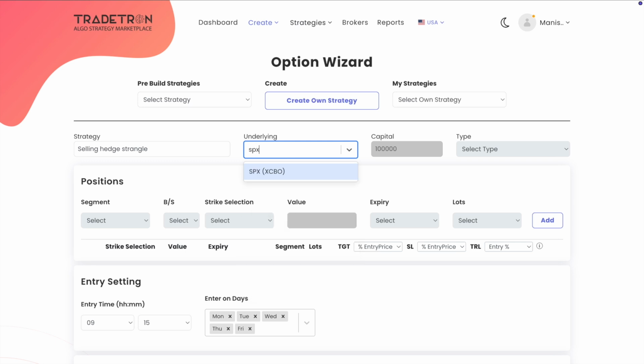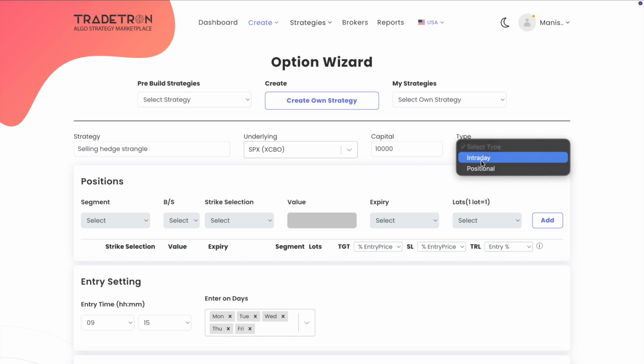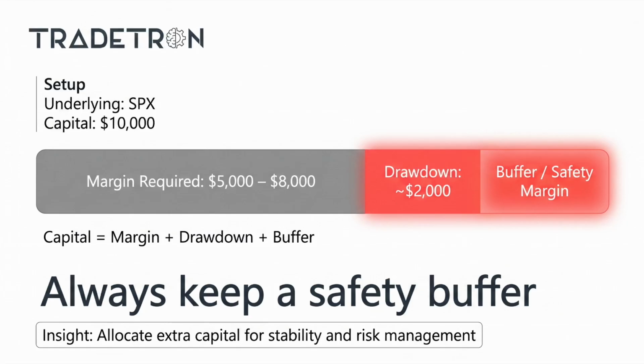Select the underlying as SPX and set the capital to $10,000. Now this capital should always be based on your strategy's requirements. For example, if a strategy has a drawdown of around $2,000 and requires about $5,000 to $8,000 margin, then allocating $10,000 gives you a comfortable buffer.